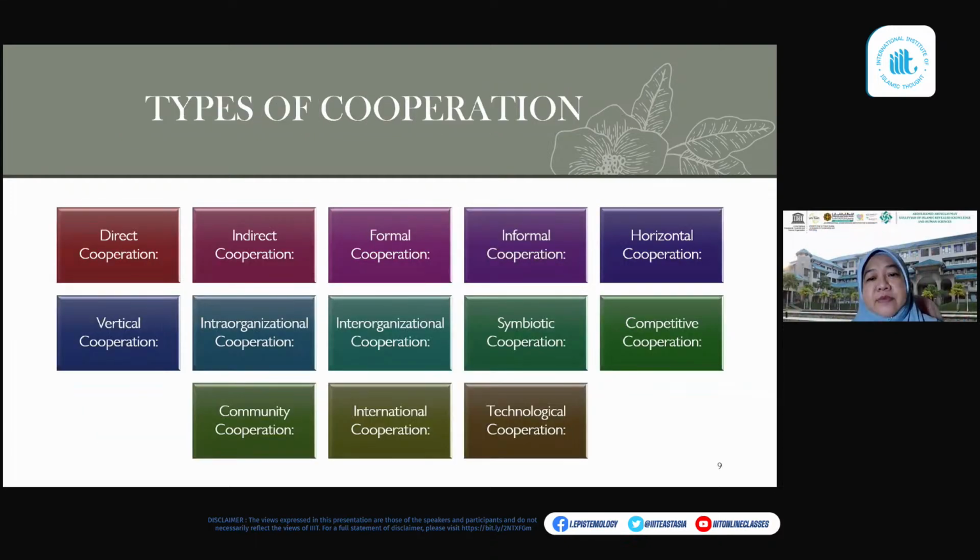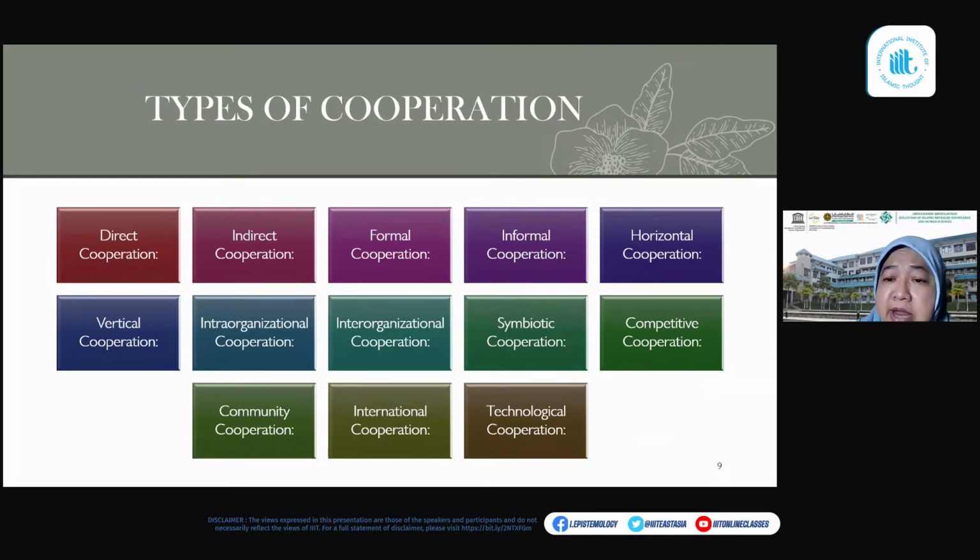Now let's see. I will try to discuss first the types, the causes, and the consequences of cooperation. Then we move to a new discussion on conflict, from the types, the causes, and the consequences of conflict. There are many types of cooperation. Time does not permit me to discuss in detail all these 13 types, so I will just mention them in brief.